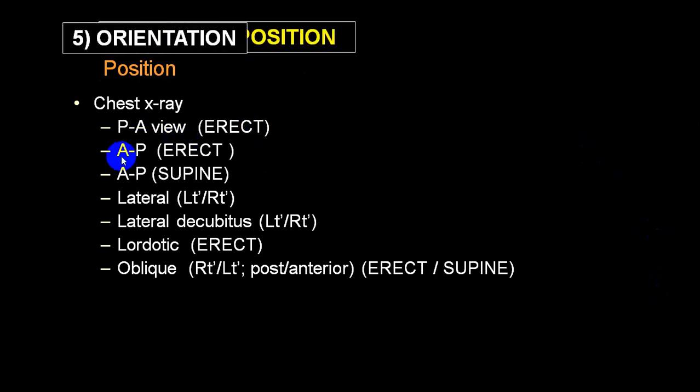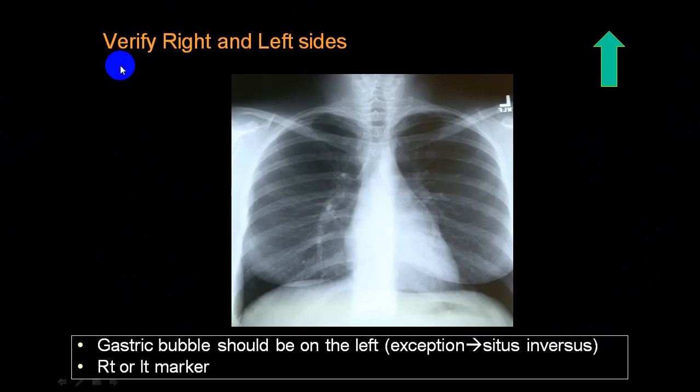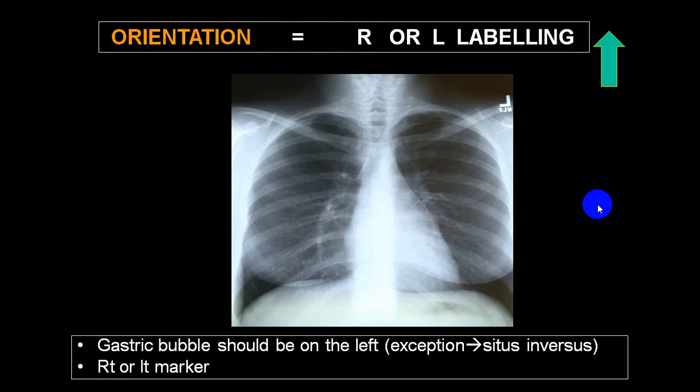PA view in erect, AP view in erect, AP in supine, lateral, which we have already mentioned before, lordotic view, oblique views, etc. Now I am giving you some of the fallacies that can happen. Say here left is mentioned, and now the view is taken. Now you can see clearly a gastric bubble on the left side. So this is definitely clear cut. The gastric bubble should be on the left side except in situs inversus. Now I am showing you how it can be misinterpreted.